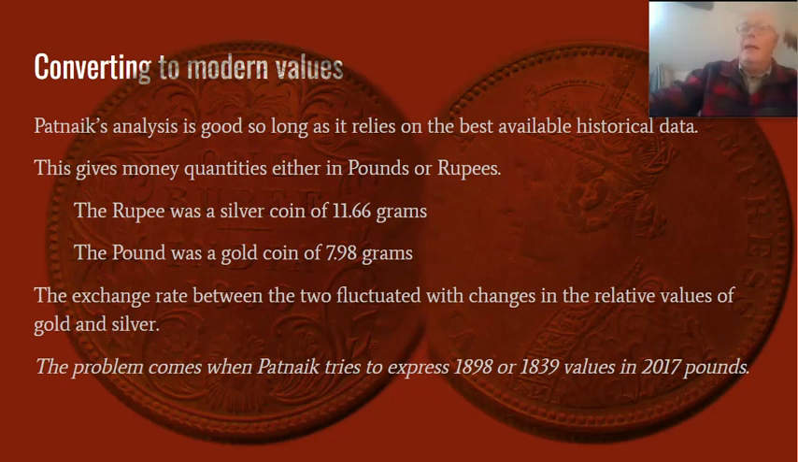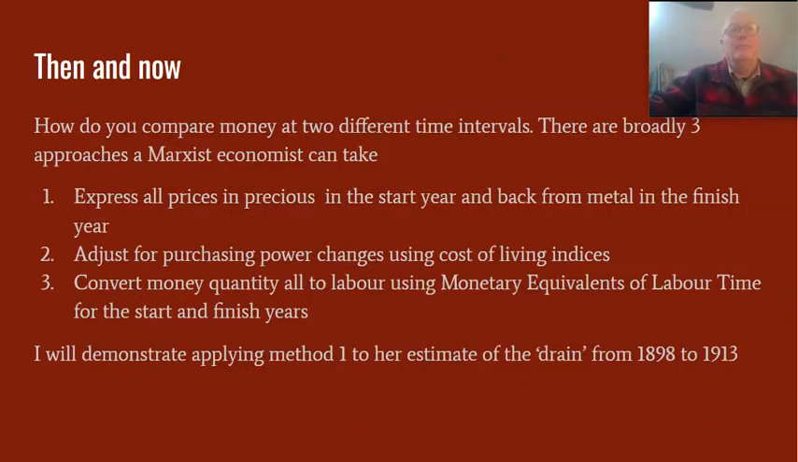The problem comes when Patnaik tries to express, say, 1898 or 1839 values in contemporary 2017 pounds, since she publishes her book in article in 2017. Now, how do you compare money at two different time intervals? You can't really, because there is no trading between two different time intervals. The concept of exchange value is only meaningful in the context of actual exchanges taking place. And obviously, without time machines, there's no intertemporal trade.